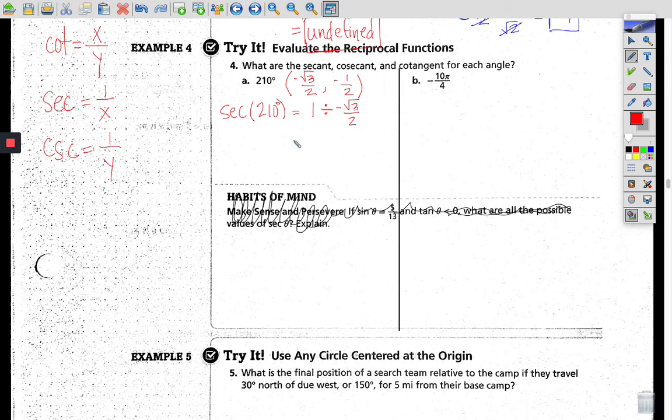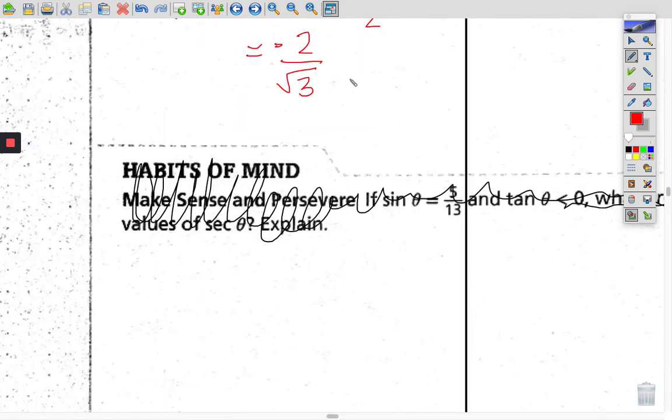So now I've got -2, because 1 divided by anything is just itself. So -2 over the square root of 3. Can I have that radical in my denominator? No. So I'm going to multiply both sides by the square root of 3 over the square root of 3. So -2 square root of 3 over 3 is the secant of 210 degrees.